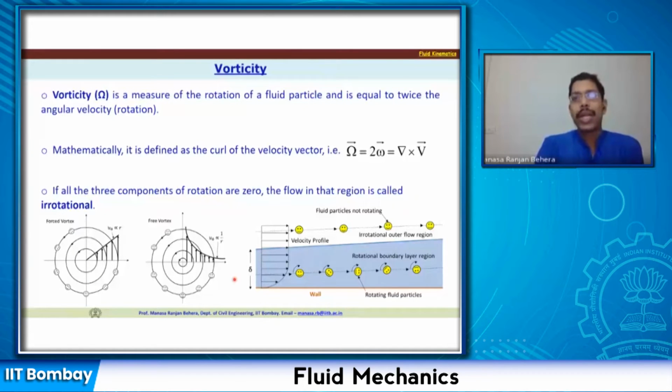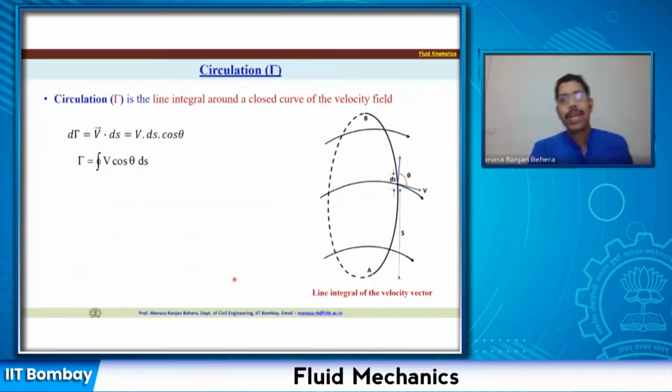Now let us look at the next concept, that is circulation. What is circulation? It is denoted as the capital gamma. The vorticity was defined with the notation capital omega, and the circulation is defined with the standard notation, that is capital gamma. And this circulation is the line integral around a closed curve.